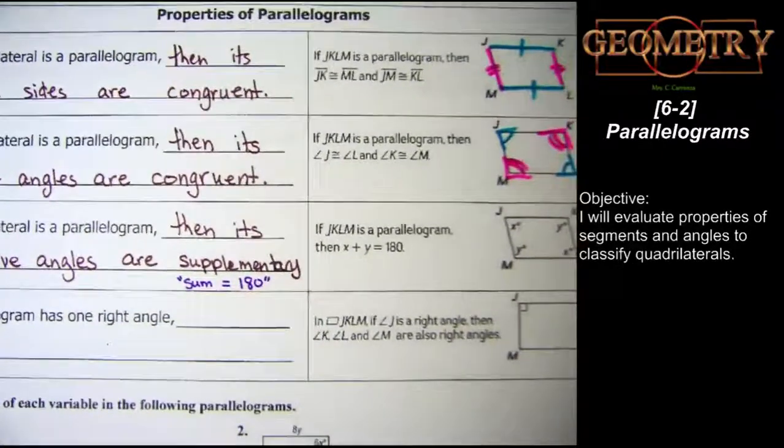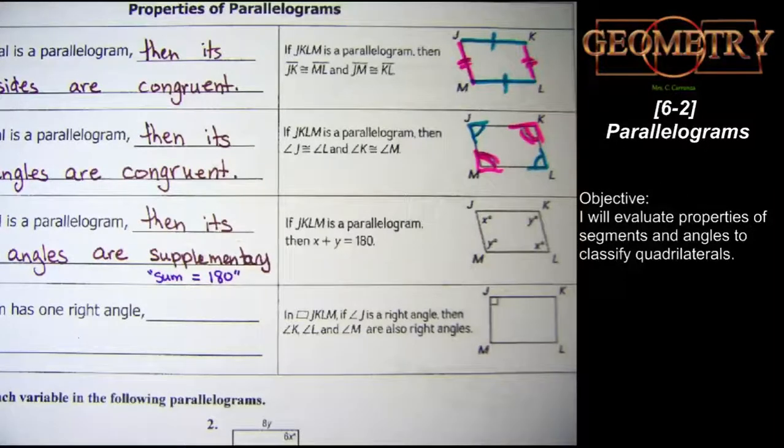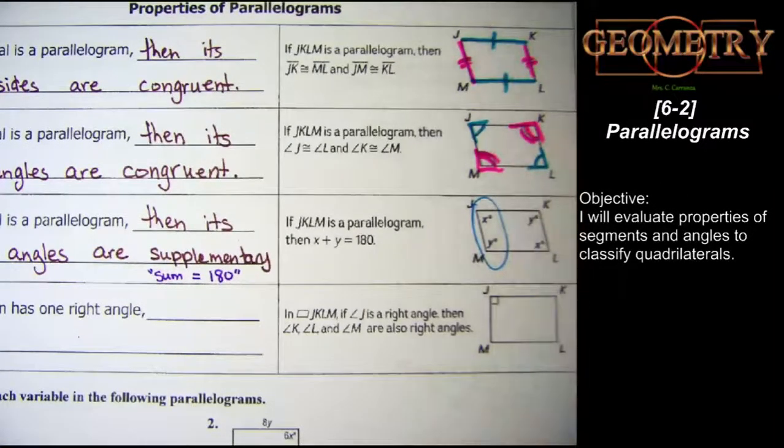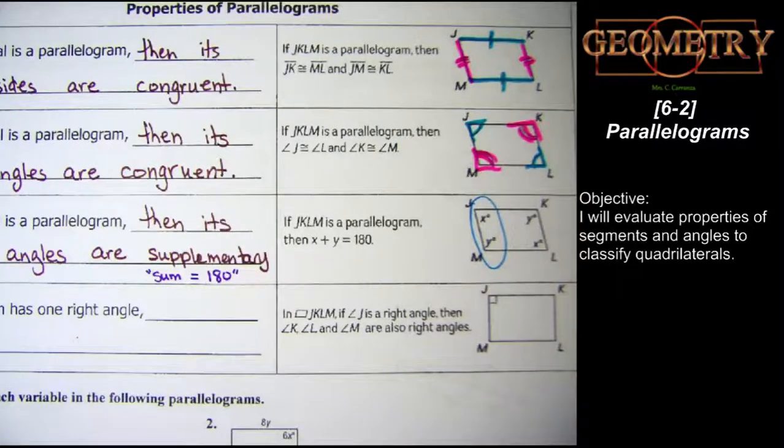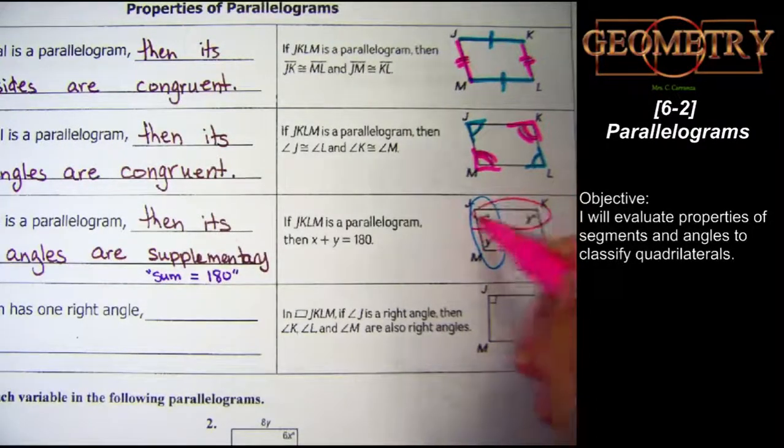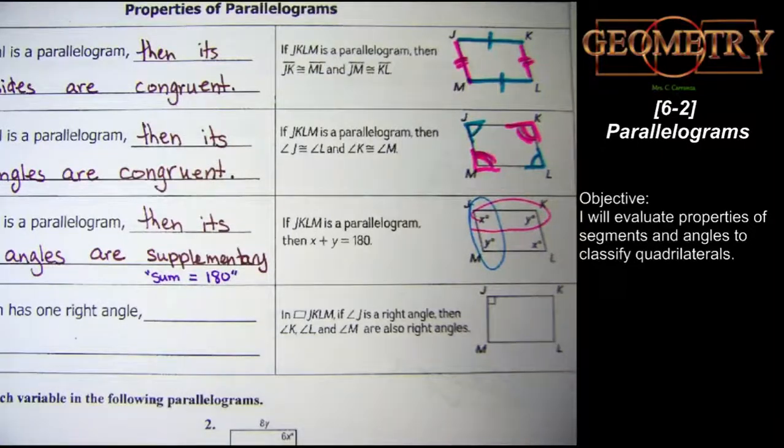There's the diagram to the right. What this means is that these two angles are supplementary. It also means that these two angles are supplementary. And these two, do you see a pattern? Okay.